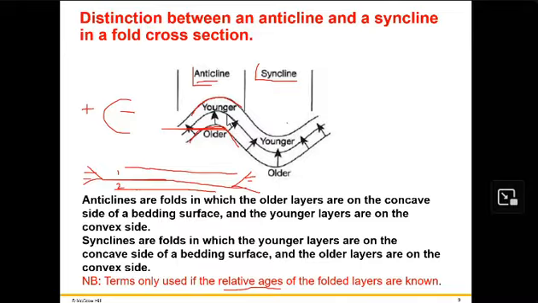Good. We can only say anticline and syncline, use these terminologies, if we know the beds that are younger and the ones that are older. That is the only time we can use anticline and syncline. But let's say we don't know the ages of the beds, we cannot use the word anticline or syncline. Instead, we're going to use what we call antiform or synform.